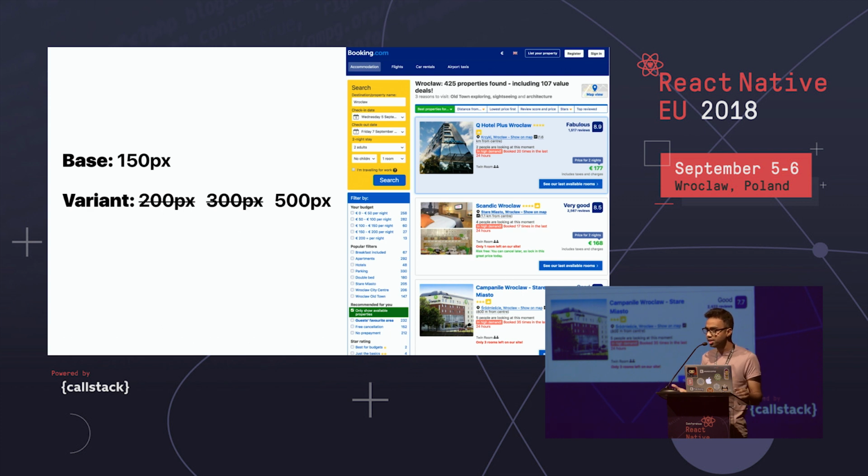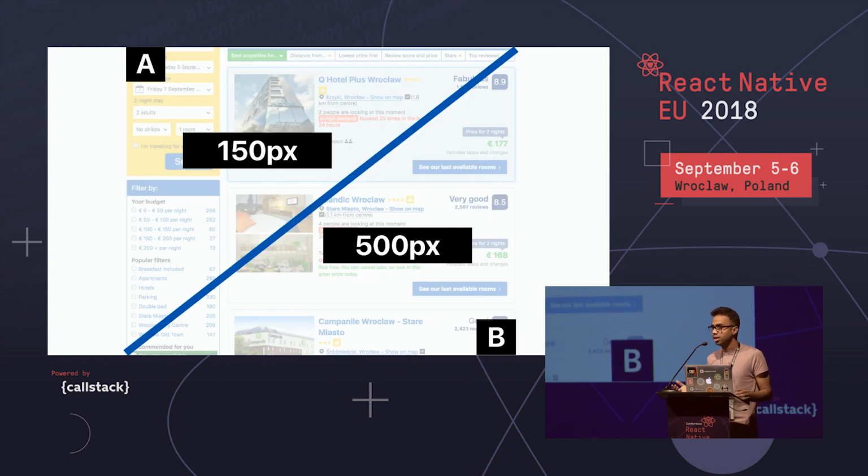So we decided to run this experiment with a 500 pixel square image on the variant, and the base as 150 pixel. We ran this experiment for a few weeks with A and B. Just a question: how many people think A performed better? Okay, very few. How many people think B performed better? Okay. How many people think we didn't get any result?